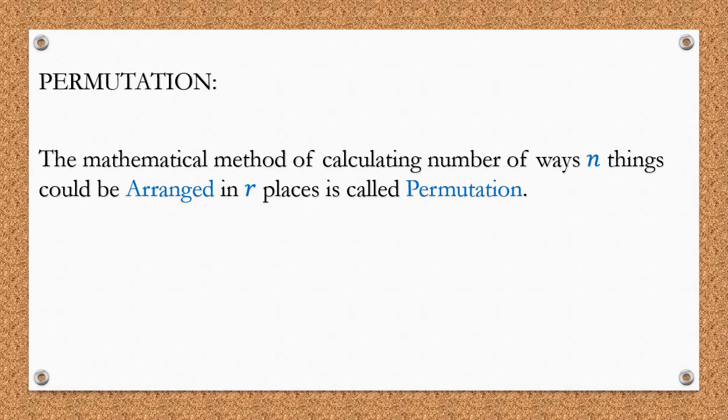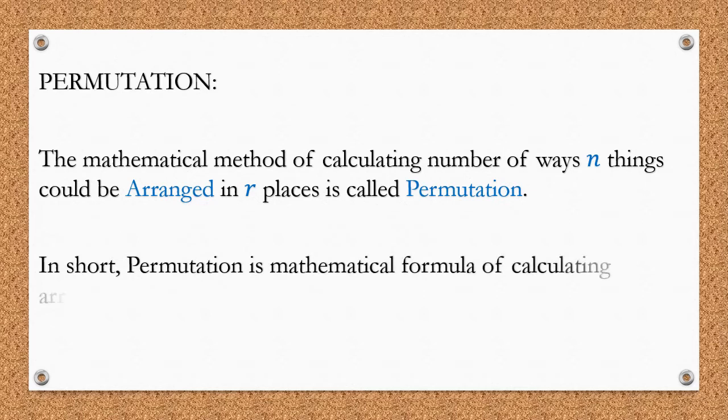So the total number of ways, and the mathematical formula for calculating those ways, we call permutation. Or in short, we can also say that permutation is the mathematical formula for calculating arrangements, and it is denoted as nPr. n is the n things, r is the r places, and P denotes permutation. So it denotes that we are calculating permutation right now. So what is the formula for that?